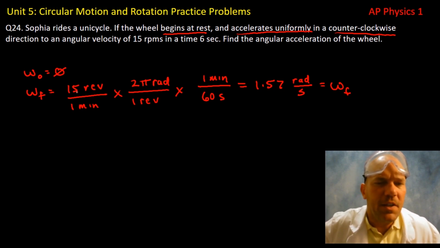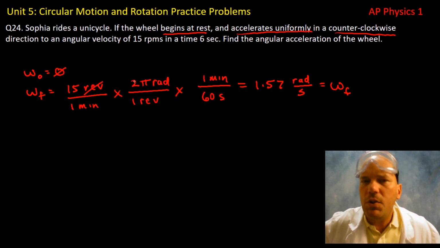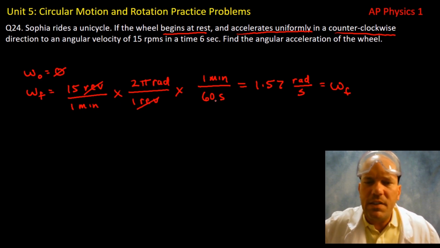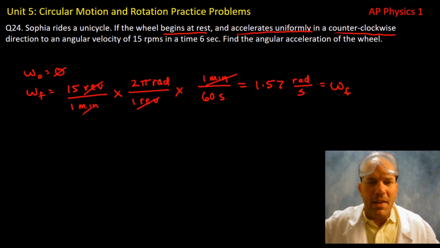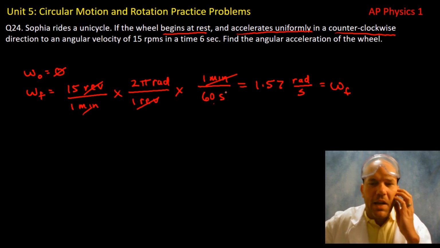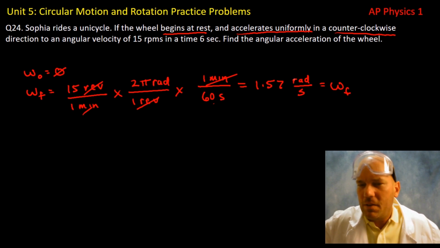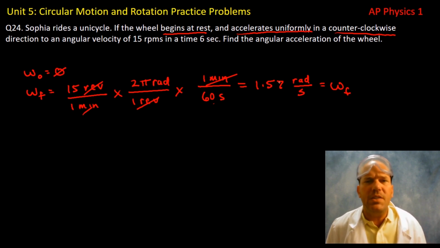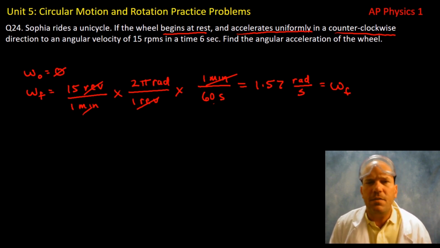So we're given 15 revolutions. There are 2 pi radians in 1 revolution. There are 60 seconds in 1 minute. All right. And that gives us radians per second. That's the correct units for angular velocity. So we get an answer of 1.57 radians per second for Sophia's final angular velocity.